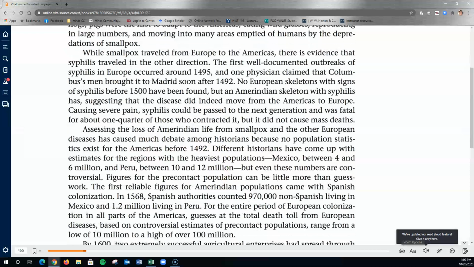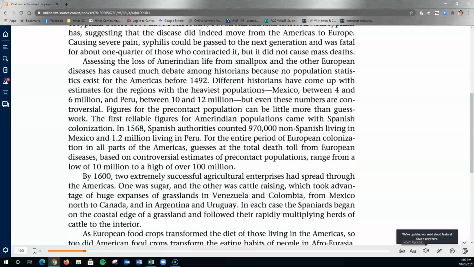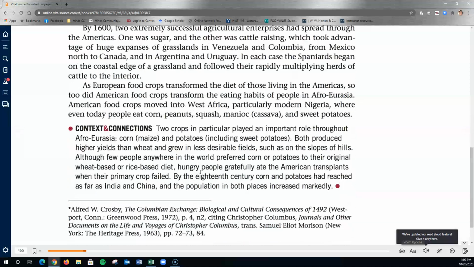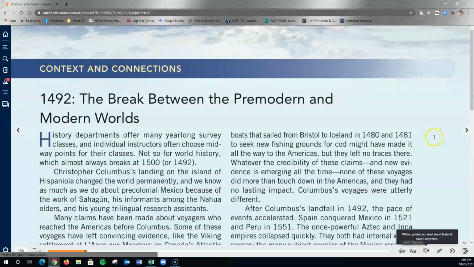It's not as deadly as smallpox is, okay, but it is a disease that seems to have crossed over from North and South America back into Europe. That's what you'll be writing your discussion board about. So make sure that you understand what really the Columbian Exchange is.